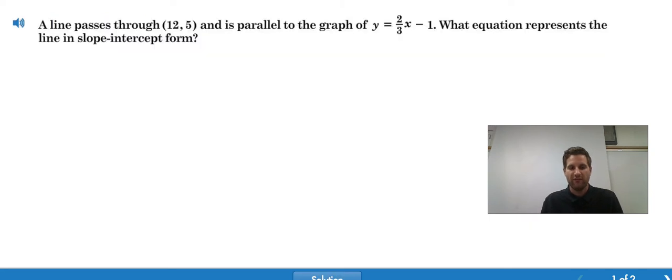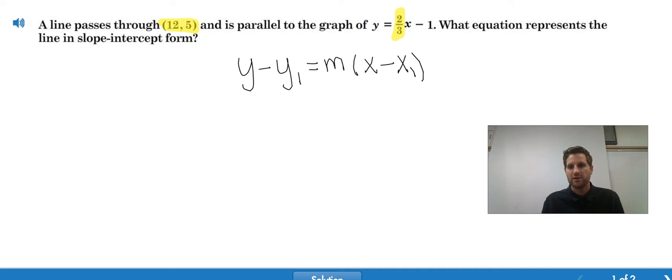For our first example, we have a point and it's parallel to the slope. Well, that essentially means that we have a point and we have a slope. Now we have an equation that we can use to solve this. It's called point slope: y minus y1 equals m times x minus x1. So we take the point x1, y1 and plug it in and take the slope. Because it's parallel, we know the slope is the exact same. So we're going to go ahead and plug this in.